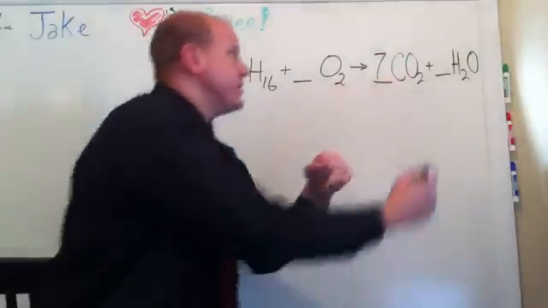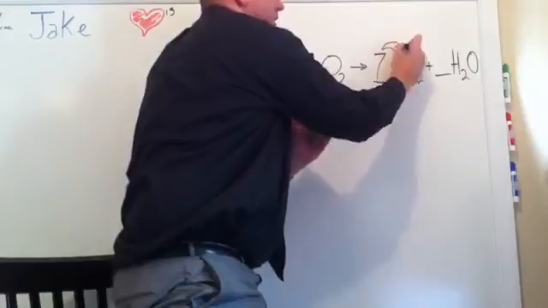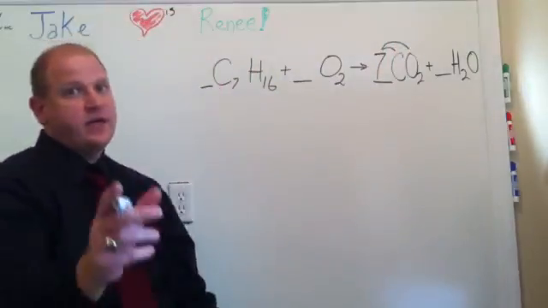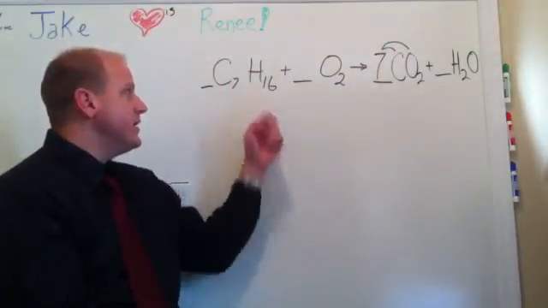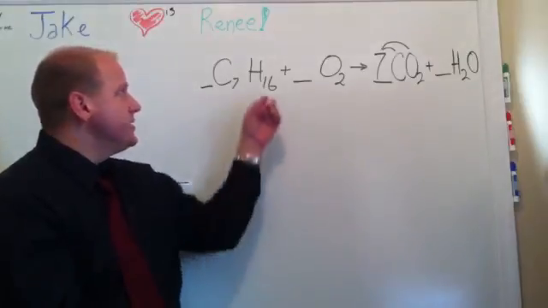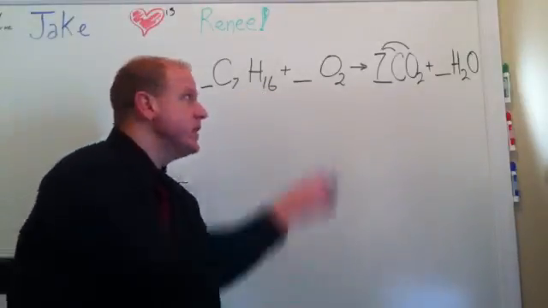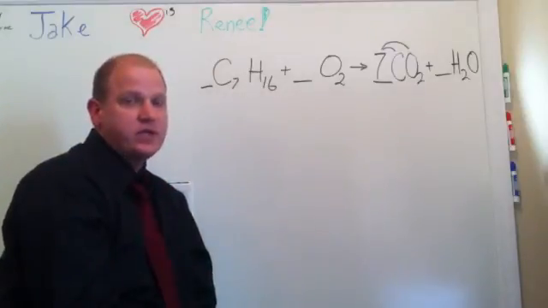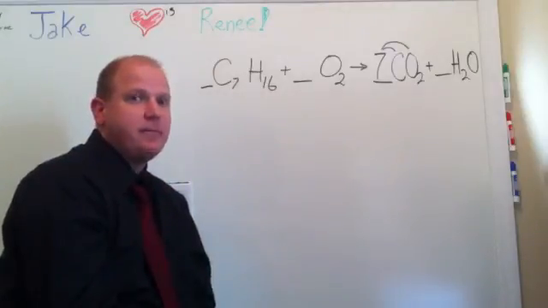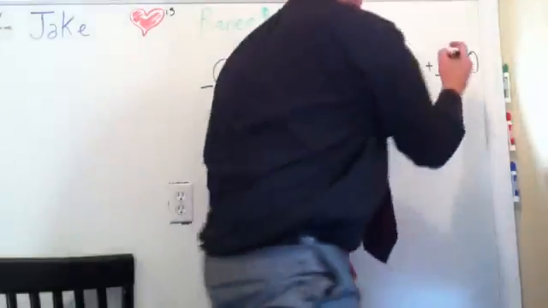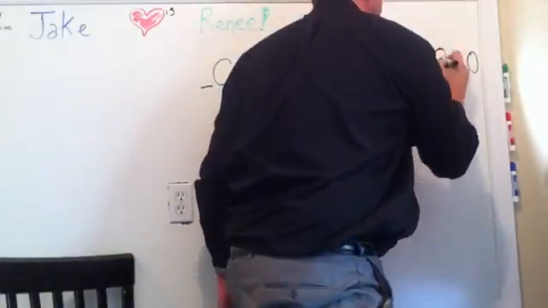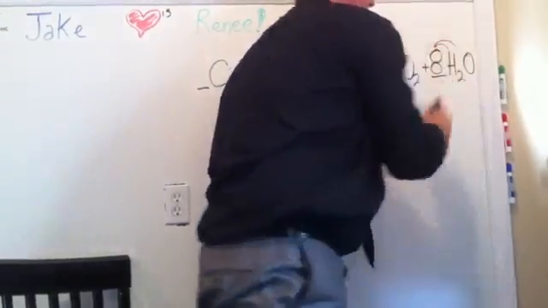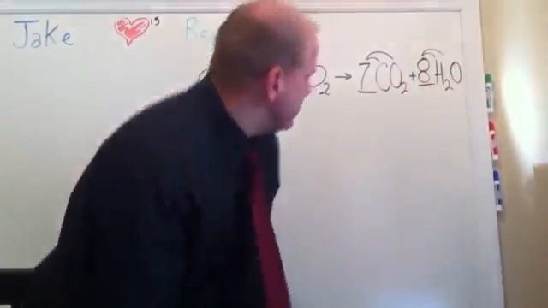And remember that 7 is going to multiply not only that carbon, but it's also going to multiply that oxygen later on. That's important to remember. Let's look at our hydrogen. We have 16 hydrogen on our reactant side. On our product side, we've only got 2. So what do we multiply 2 by to get 16? 8. Good. So we multiply by the 8. Now remember that 8 is going to multiply the hydrogen and also the oxygen.